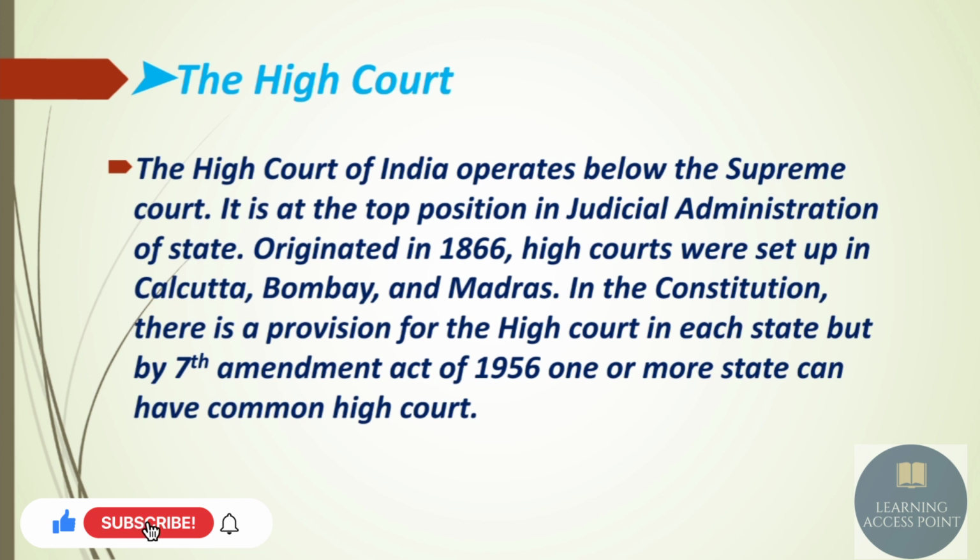Let's see the functions of the High Court and how we can categorize them in different forms. The High Court of India operates below the Supreme Court. It is at the top position in the judicial administration of a state. Originating in 1866, high courts were set up in Calcutta, Bombay and Madras. The Constitution provides for a High Court in each state, but by the 7th Amendment Act of 1956, one or more states can have a common High Court.